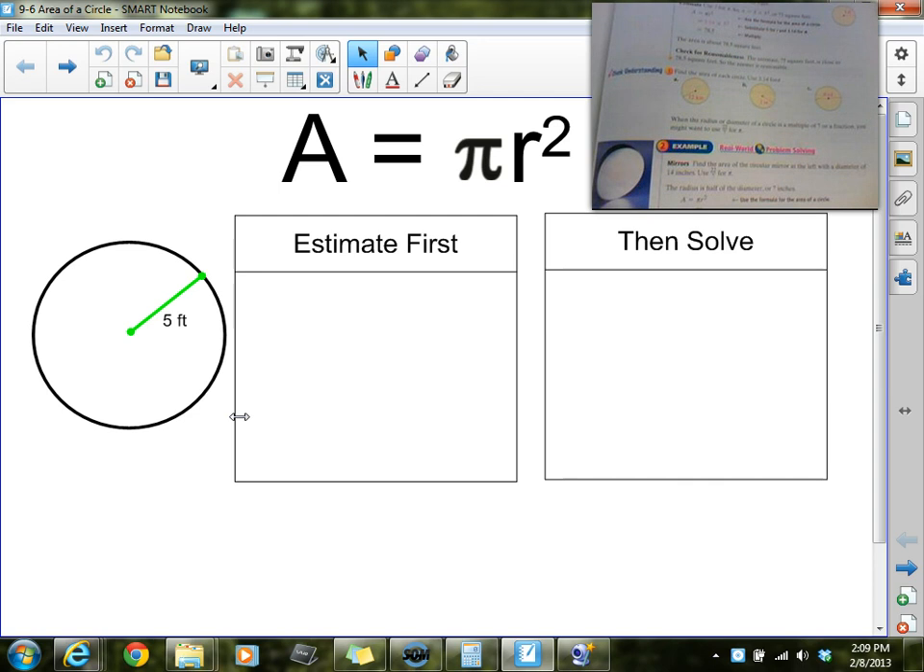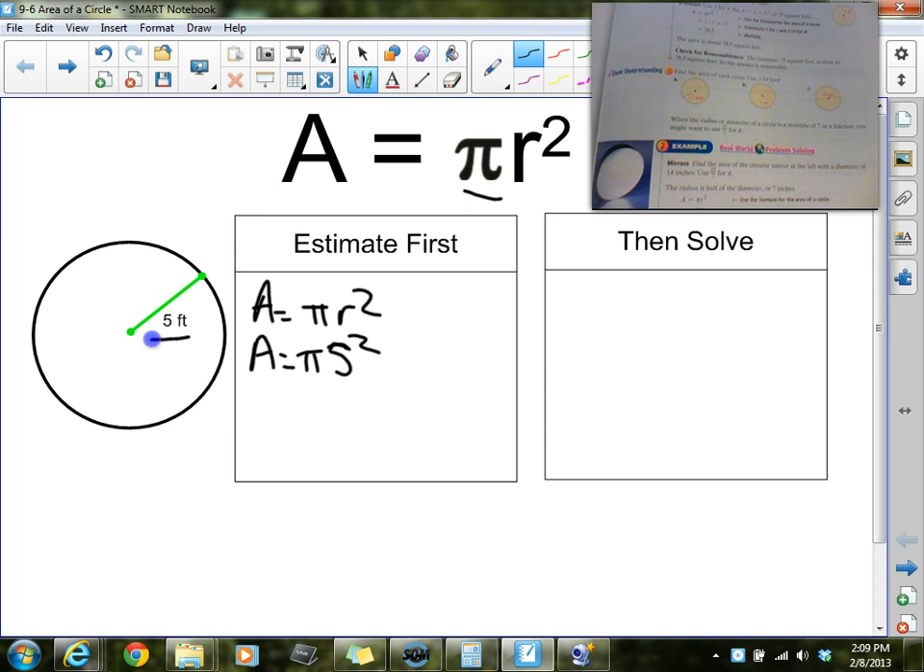So we see here, this is example 1 on page 457. I have a circle with a radius of 5 feet. So I'm going to estimate first. Let's use 3 for pi. When I estimate, it's going to be A equals pi r squared. So A equals pi times 5 squared, and remember we're going to use 3 for pi.